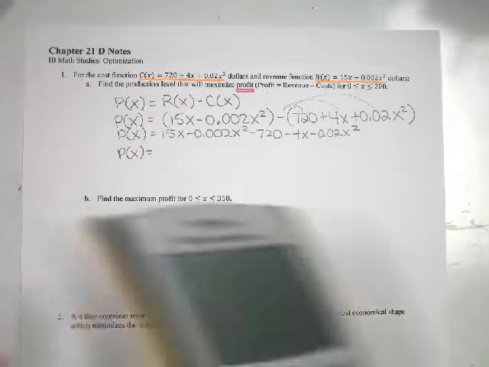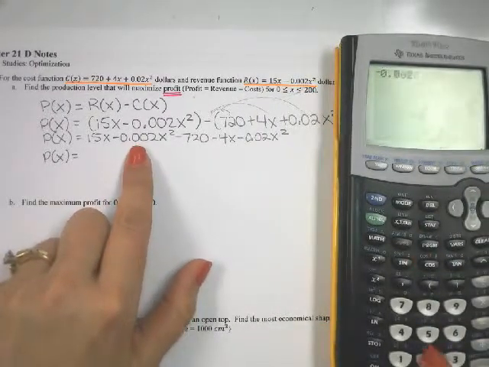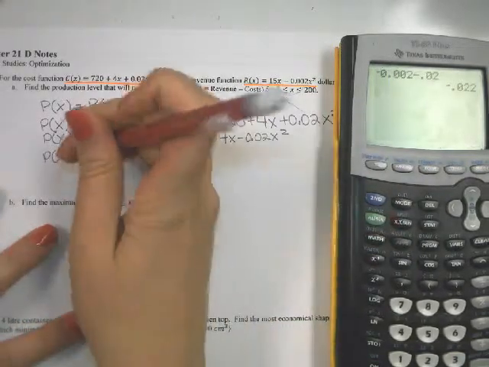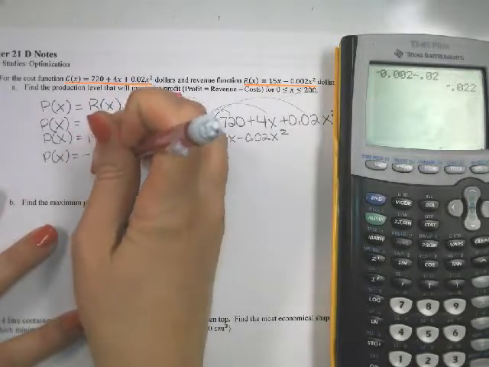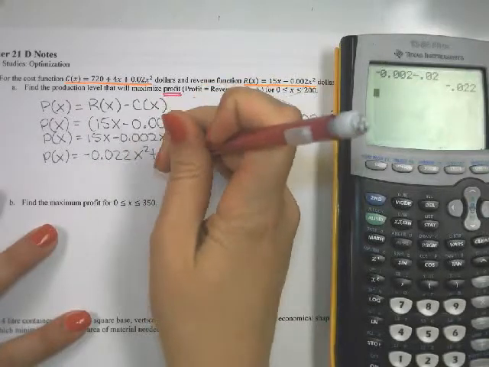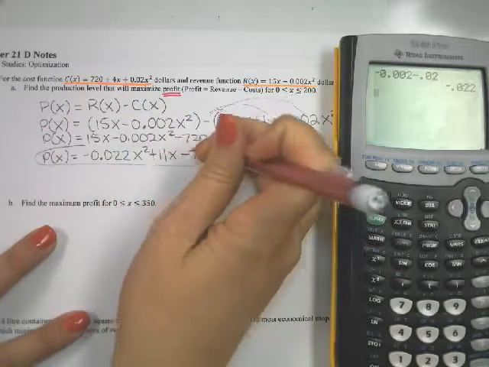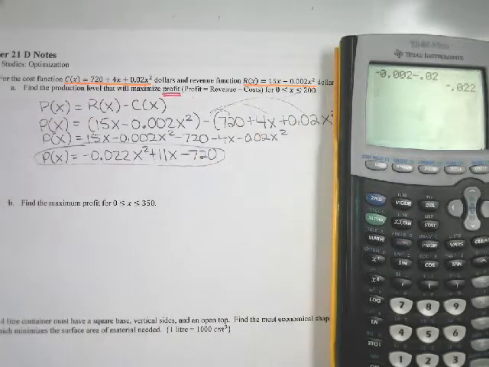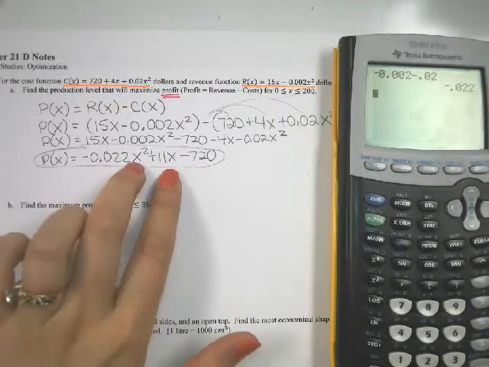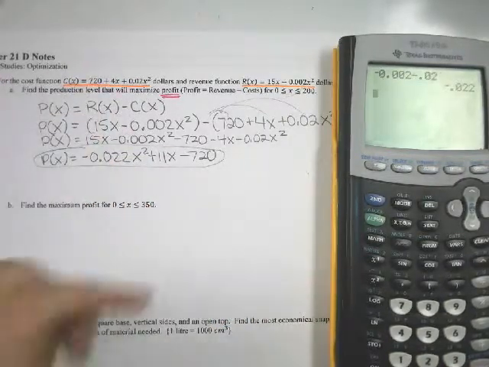Let's see. I'll show you my calculator so you can see what I'm doing. We're going to put our x squareds together. Negative 0.002 minus 0.02. So negative 0.022 x squared. Then 11x, minus 720. So this equation gives us our profit based on producing an X number of items. So if we know however many items we can produce, if we plug it in, it'll tell us how much money we make off of those items.